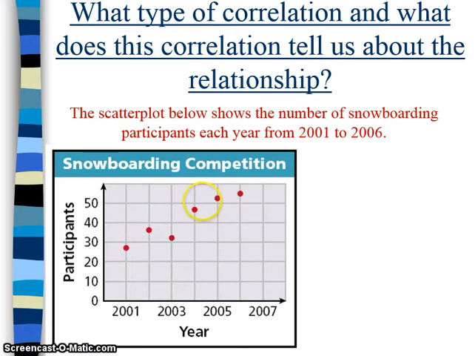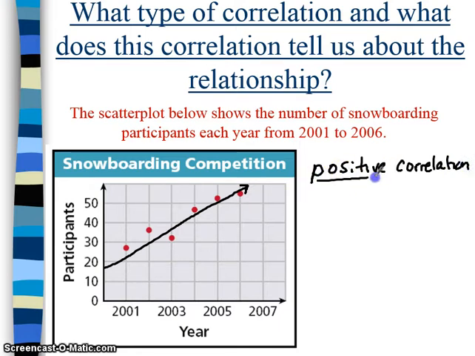Let's take a look at this graph and determine what type of correlation it has and what this correlation tells us about the relationship. We can see that the scatter plot below shows the number of snowboarding participants each year from 2001 to 2006. If we draw a line to show the general trend of this graph, we can see that it's moving upward. This is called a positive correlation.